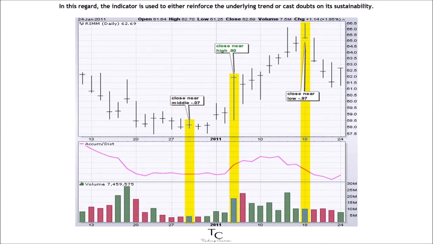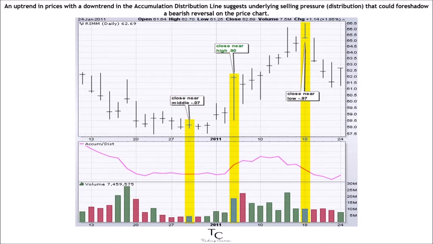In this regard, the indicator is used to either reinforce the underlying trend or cast doubts on its sustainability. An uptrend in prices with a downtrend in the accumulation distribution line suggests underlying selling pressure, distribution, that could foreshadow a bearish reversal on the price chart. A downtrend in prices with an uptrend in the accumulation distribution line indicates underlying buying pressure, accumulation, that could foreshadow a bullish reversal in prices.